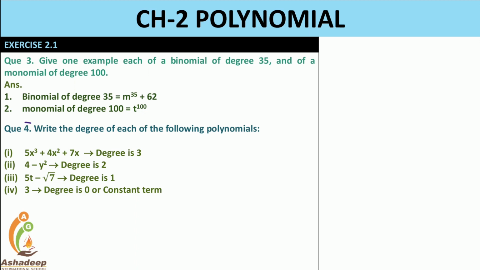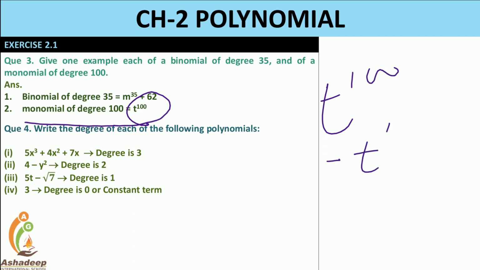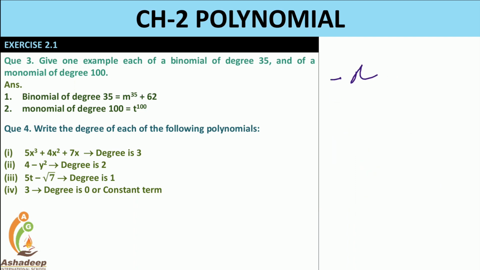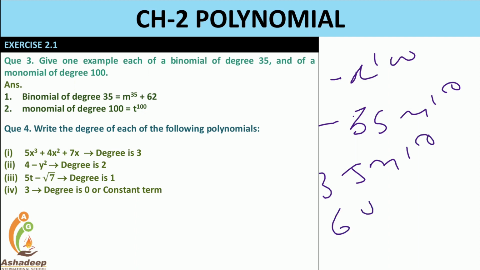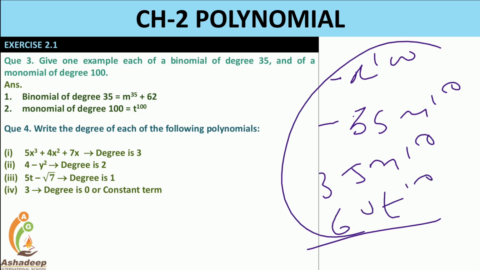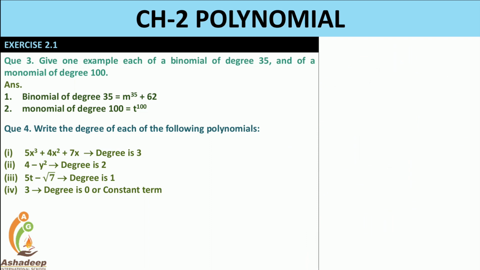Simple, right? Monomial with the degree 100, so here I write t to the power 100, but if you want to write minus t to the power 100, that is also fine. Minus 35 x to the power 100, that is also fine. Minus x to the power 100, 35 m to the power 100, 60 t to the power 100, each and every example is fine, but in the end you need to decide in which way you need to go.